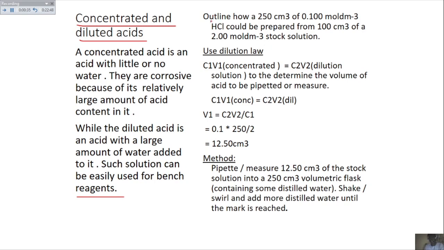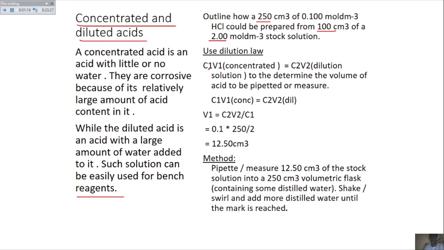Now the question here is: outline how 250 cm³ of 0.100 mol/dm³ HCl could be prepared from 100 cm³ of 2.00 mol/dm³ stock solution. This is only telling us that the stock solution has 100 cm³ in content and the concentration is 2.00 mol/dm³. Now, if you remember your dilution law, it says C1V1 = C2V2.